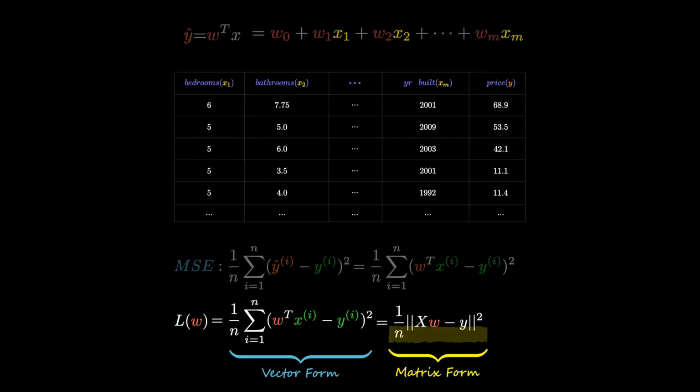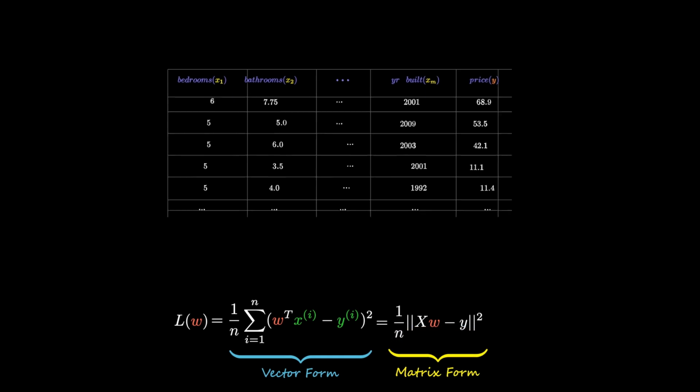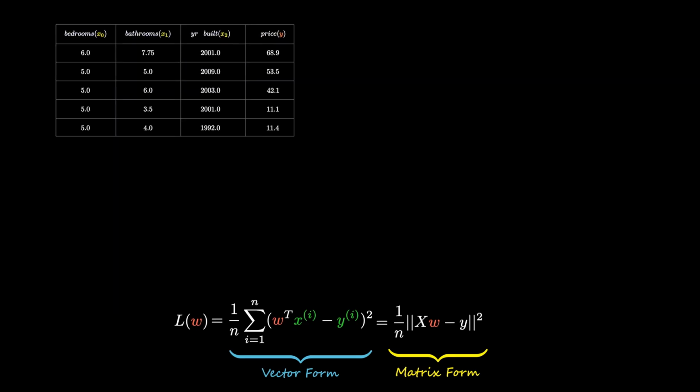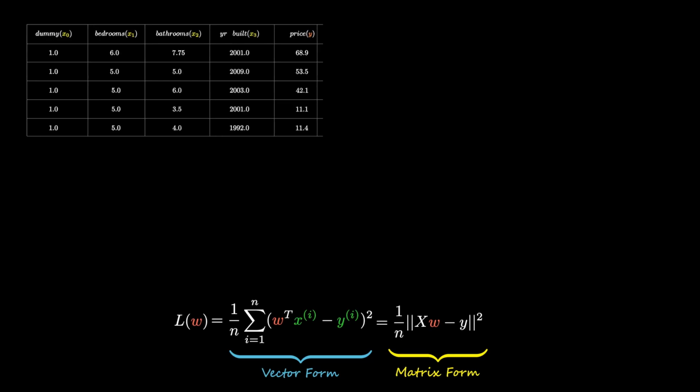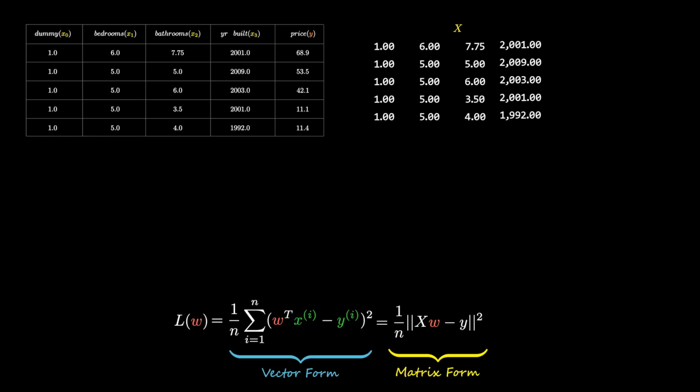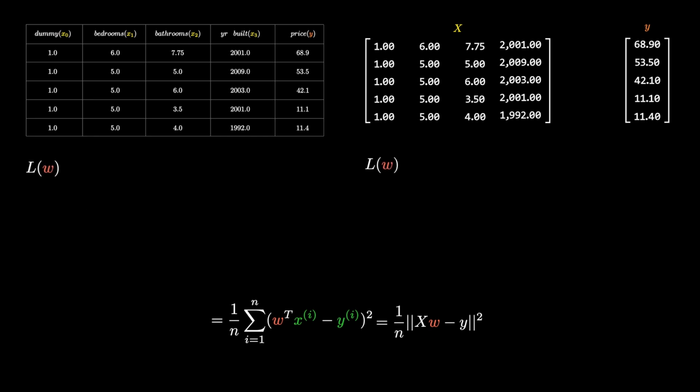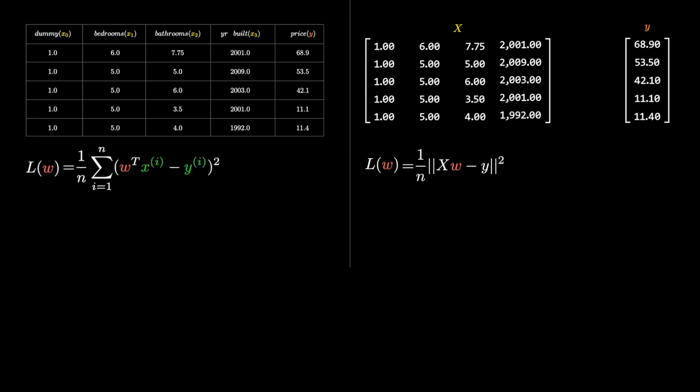First, let's simplify this table a bit. We'll remove the unnecessary parts, and to include the intercept term, we'll add a new column of 1s to the X matrix. Check the table on the left side of the screen. Now, on the right, we'll represent the independent variables as the X matrix, and the prices, or the target values, as the Y vector. Remember, vectors are written in lowercase and matrices in uppercase.